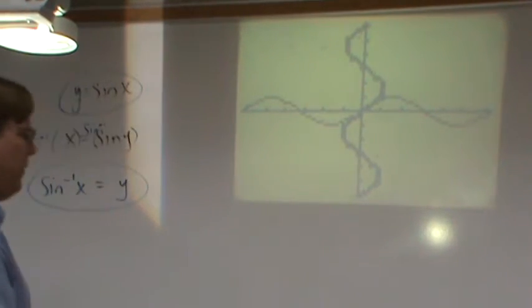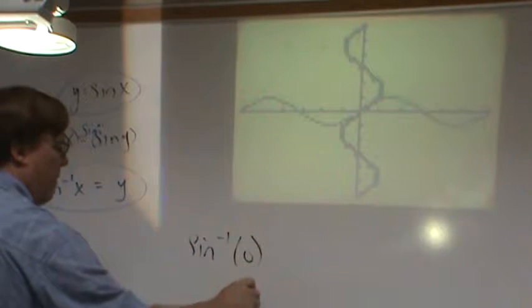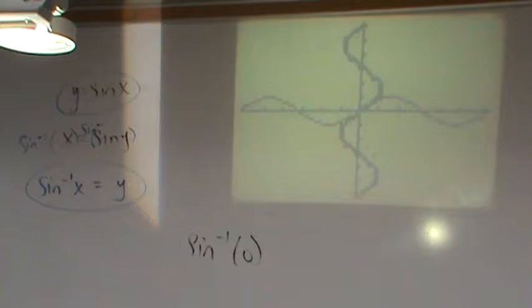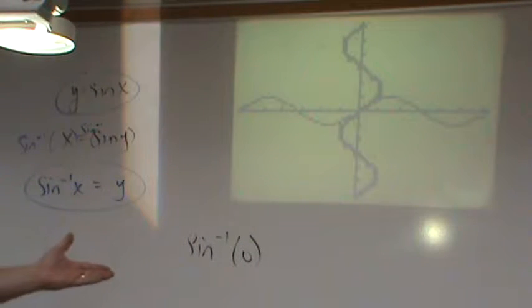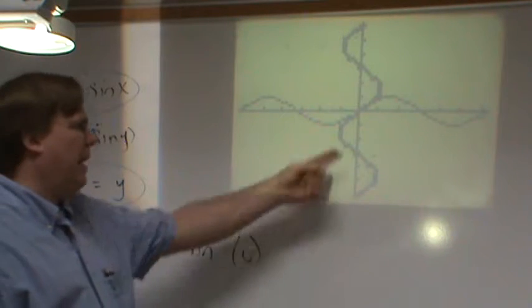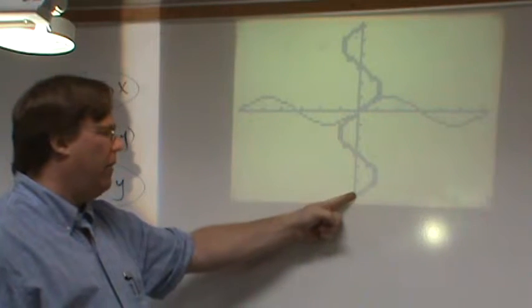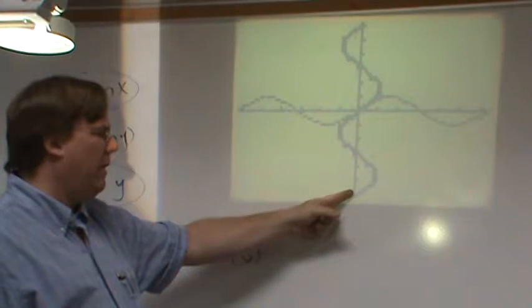For example, if someone asked me what's the inverse sine of 0, that is, they're asking me the sine of what angle is going to get me 0, the answer is there's an infinite number of answers. The sine of what angle gets me 0? Well, the sine of 0 gets me 0. The sine of pi gets me 0. The sine of negative pi gets me 0. The sine of negative 2 pi gets me 0.